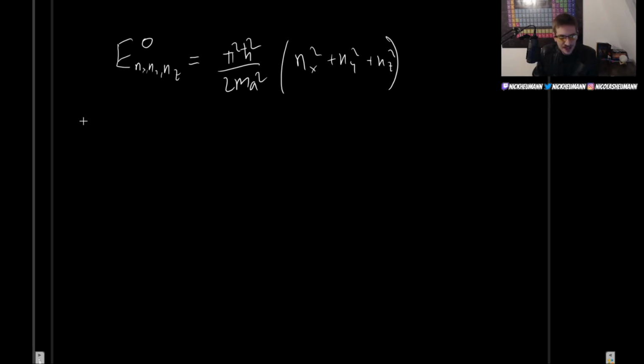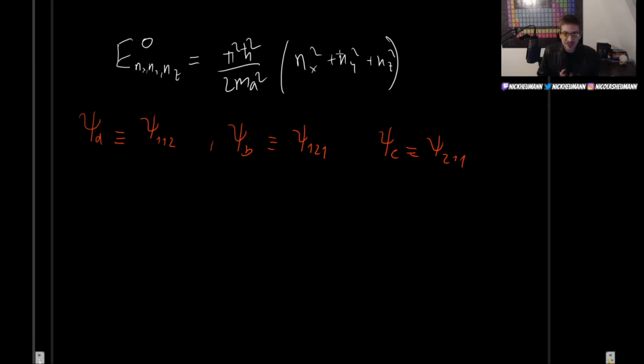The first excited states, let's maybe call them psi A, we will define to be psi 1, 1, 2. Let's define psi B, just to give them names, as psi 1, 2, 1. And psi C, we will define as psi 2, 1, 1. And as we can see, all three of these states will have the exact same energy. So if you plug in 1, 2, 1, or 1, 1, 2, or 2, 1, 1, in either case, this is going to amount to 4. And we're going to get the exact same energy, which means degeneracy, which means we must use degenerate perturbation theory.